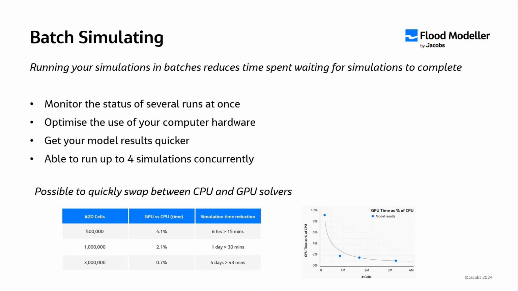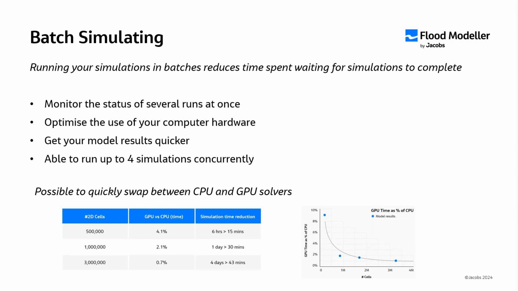It's still quite rapid, especially for smaller models. So yeah, really just a bit of a plug for the GPU solver there. Really useful, especially you can see the time reduction on that for particularly long models. So we've got a 1-day CPU model of 1 million 2D cells running in 30 minutes, which is pretty incredible.